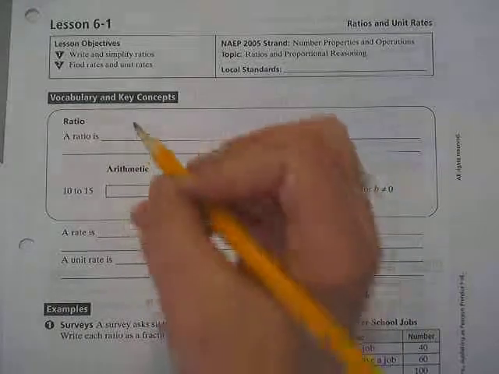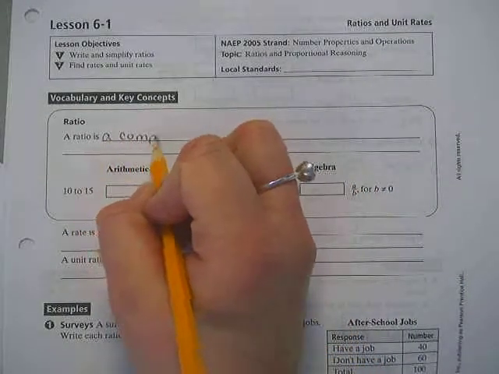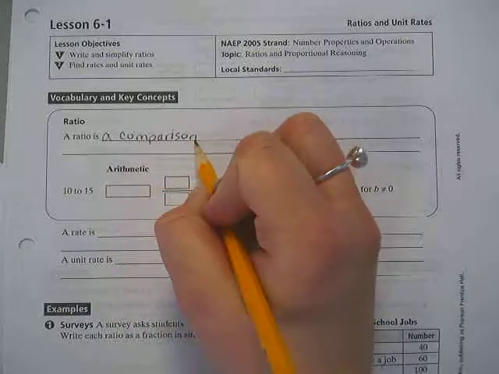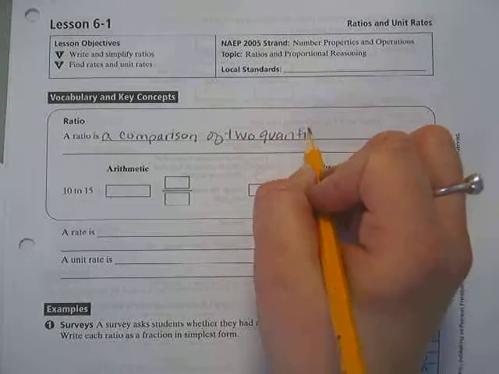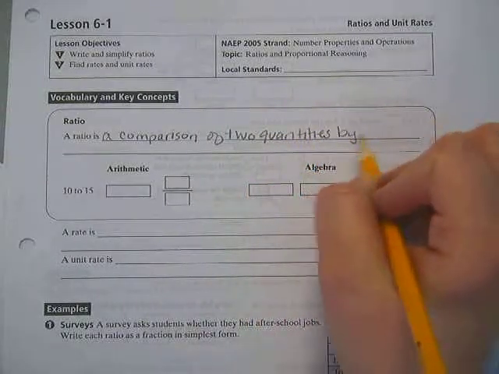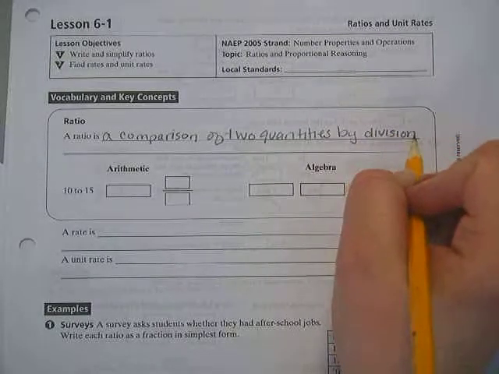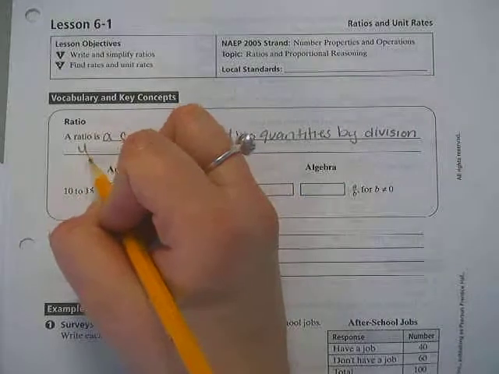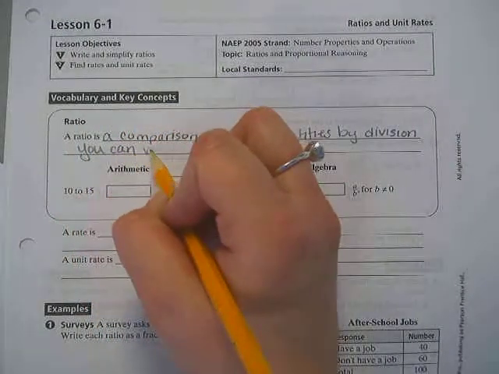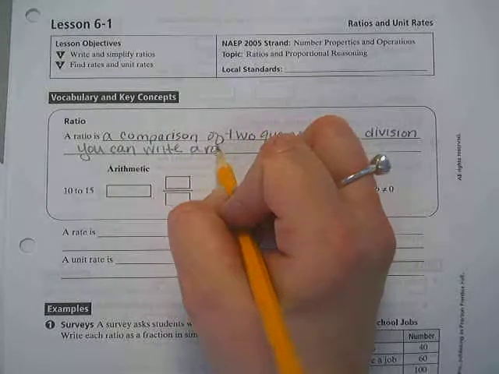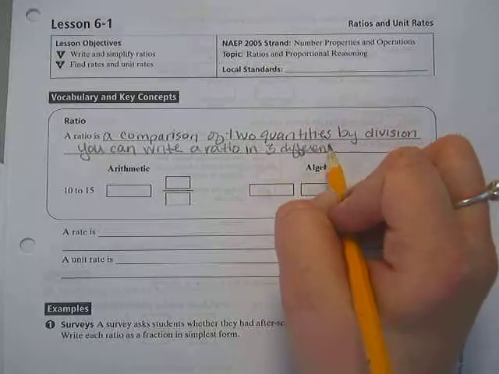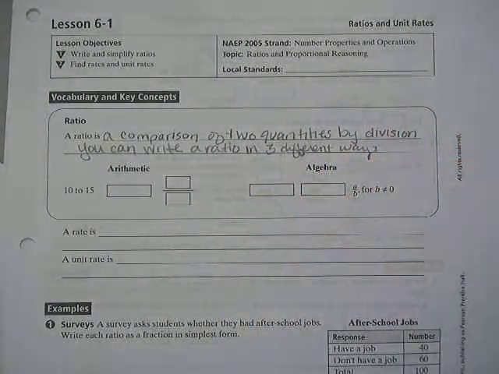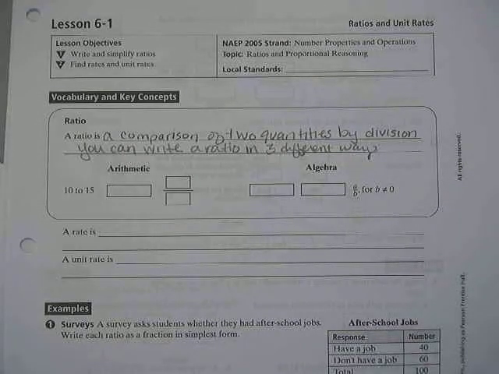So a ratio is a comparison of two quantities by division. And you can write a ratio in three different ways. A ratio is a comparison of two quantities by division. And you can write a ratio in three different ways.